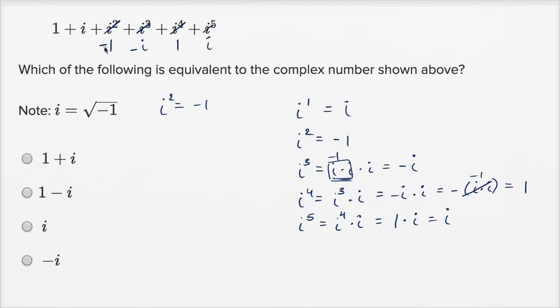So we have a 1 minus 1. So this and this are going to cancel out. Then we have an i and a negative i. So i minus i, that's going to be 0. And all we're left with is a 1 plus an i. So that's this choice right over there.